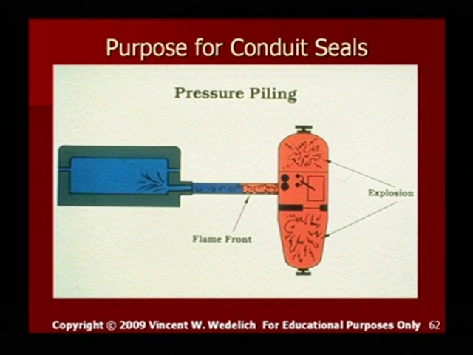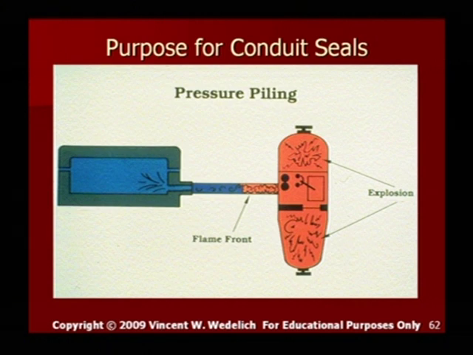Okay, something that needs to be discussed here is something called pressure piling. Here we have two explosion-proof boxes. We have a NEMA 7 box here, and we have a NEMA 7 enclosure here. This round enclosure right here is actually a circuit breaker or a motor starter.